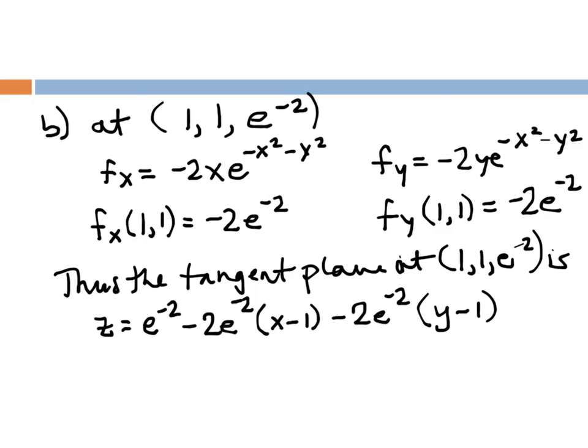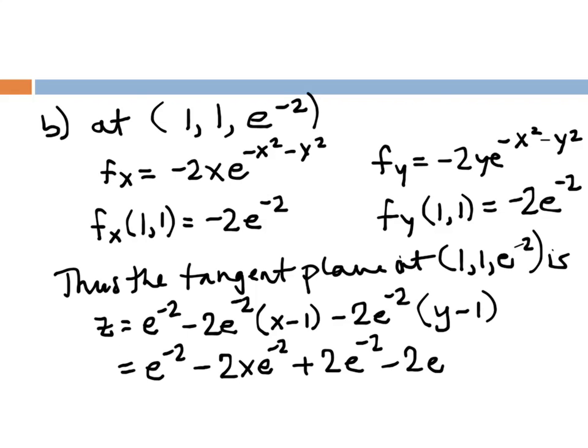Is this going to simplify, you think? I was making a joke. No, not going to simplify. It looks like it probably will, doesn't it? Let's clean it up just a little bit here. So we have e to the -2. I have -2x e to the -2, and then plus 2e to the -2. -2y e to the -2, and then plus 2e to the -2. So what do we have?